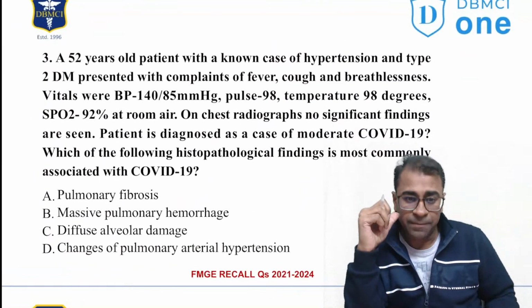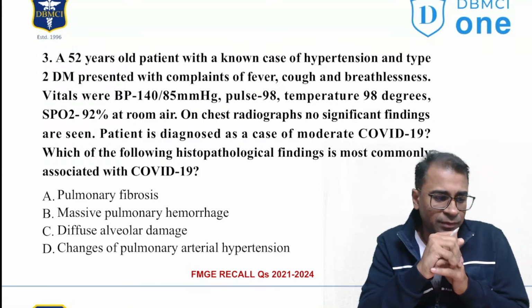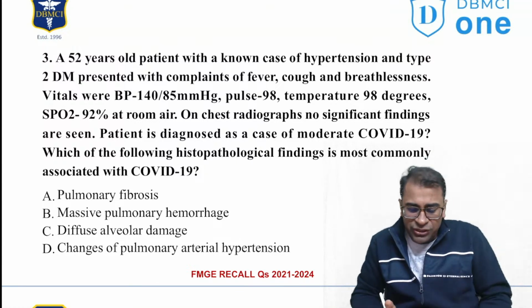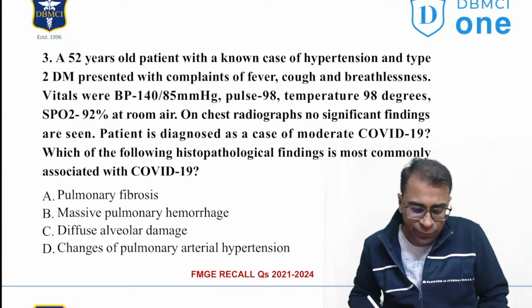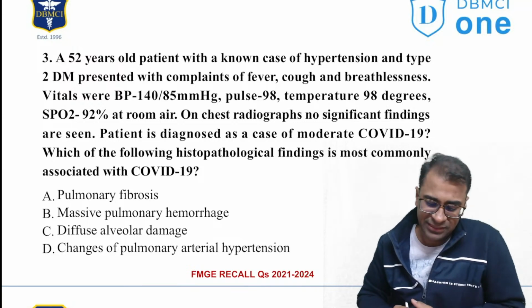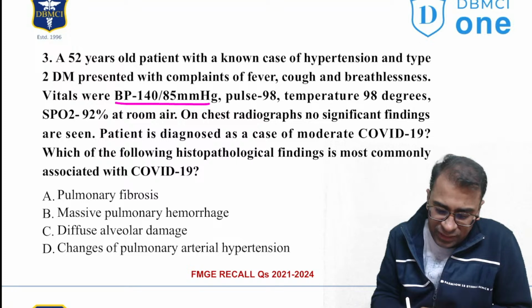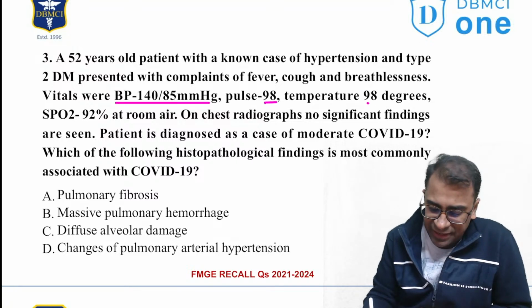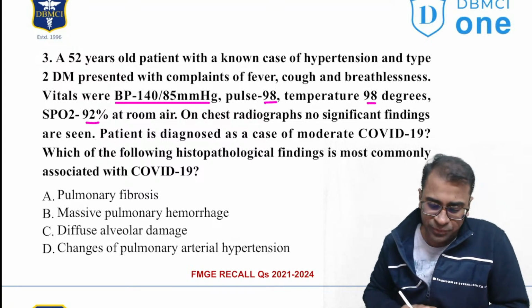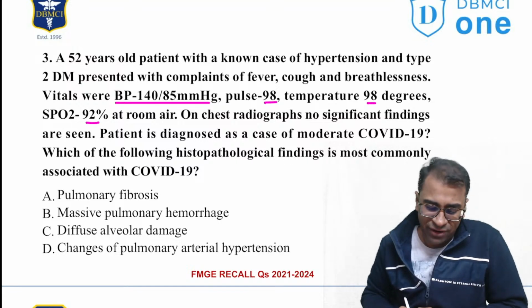Next question. Look at the question. A 53-year-old patient has a known case of hypertension and type 2 diabetes with complaints of fever, cough, and breathlessness. The BP is 140/85, pulse 98, temperature 98, and SpO2 92. On chest radiograph, no significant findings are seen.